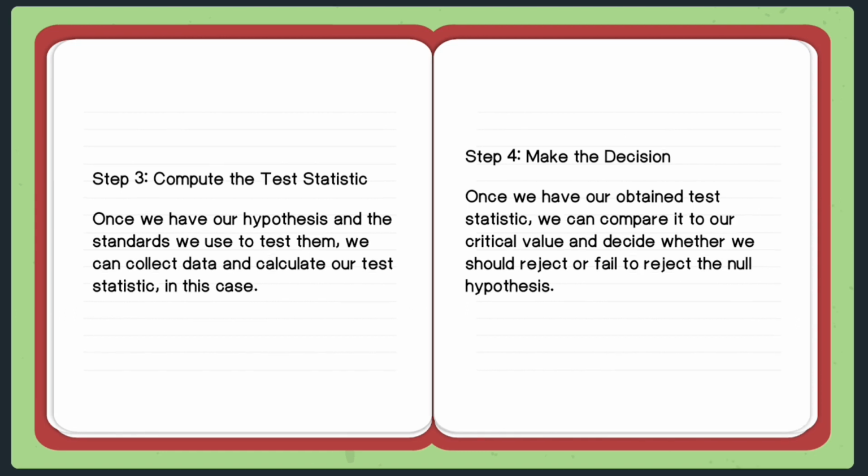Step 4. Make the decision. Once we have our obtained test statistic, we can compare it to our critical value and decide whether we should reject or fail to reject the null hypothesis. When we do this, we must interpret the decision in relation to our research question, stating what we concluded and what we base our conclusions on, and the specific statistic we obtained.